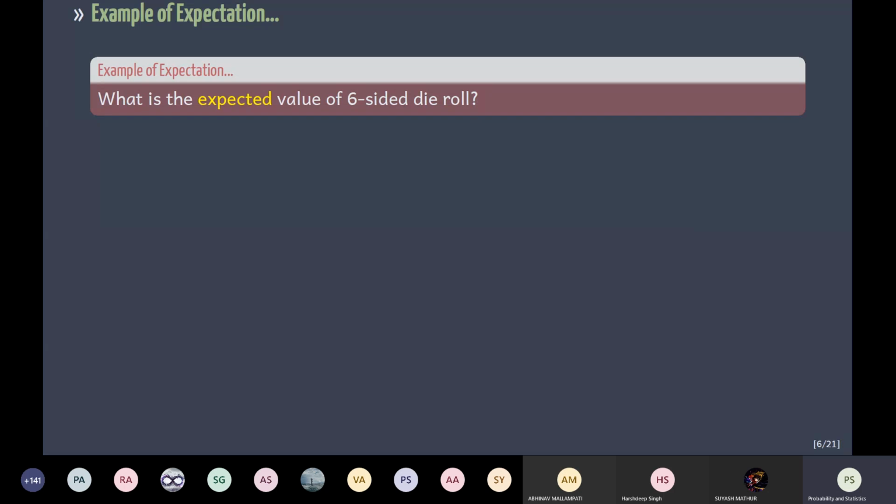What is the expected value of a six-sided die roll? How do you go about this? The steps involved: I need a PMF, right? So what is the random variable here? The random variable is like the outcomes: 1, 2, 3, 4, 5, 6, the typical random variable that we think of by default.